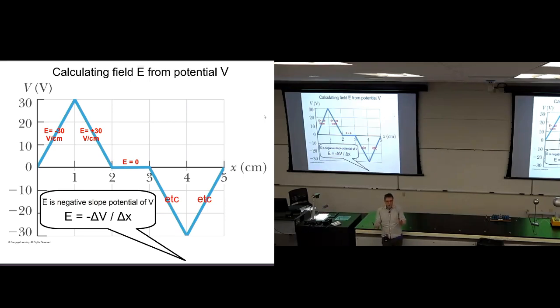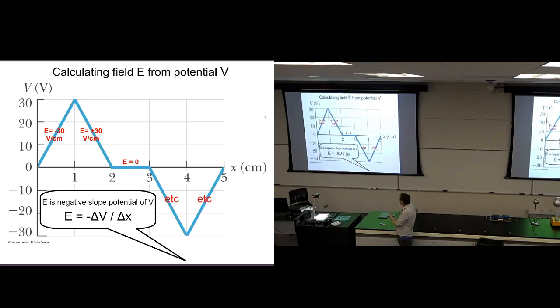We've been told exactly what the potential looks like in some region of space. If you're told the potential in some region of space, you can then figure out what the field is, because the field is connected to the potential. They're tied together. The field is the negative slope of the potential. So let's start walking through this figure. We're not told in the figure what the field is, but we can figure it out from what the potential looks like. And that's what I've done in red.